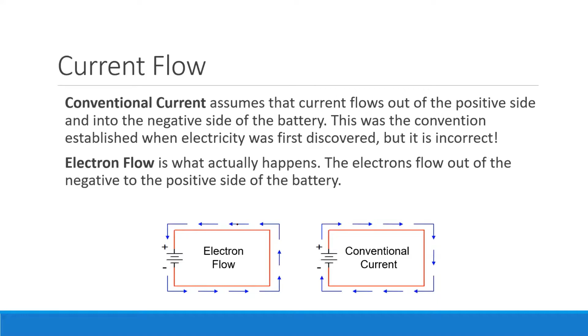They said conventional current assumes the current flows out of the positive and into the negative side of the battery. This convention was established when electricity was first discovered. Now we know this is not how it works, mostly because I've talked to you guys about how charges move, how the electrons are doing the moving, the protons are too big. That's what we discussed. So this is not the way things actually work. It's not correct. What is actually happening is the electrons flow out of the negative side of the battery and into the positive side. So we've got these two terms here, conventional current versus electron flow.